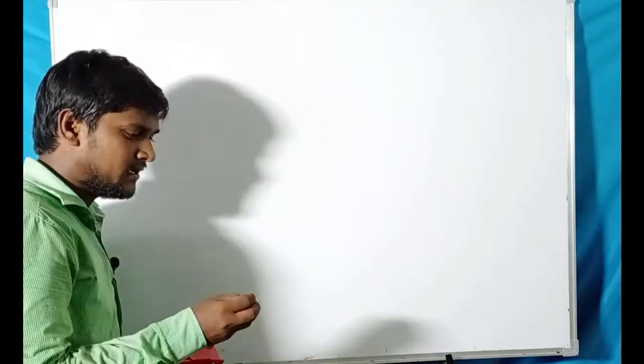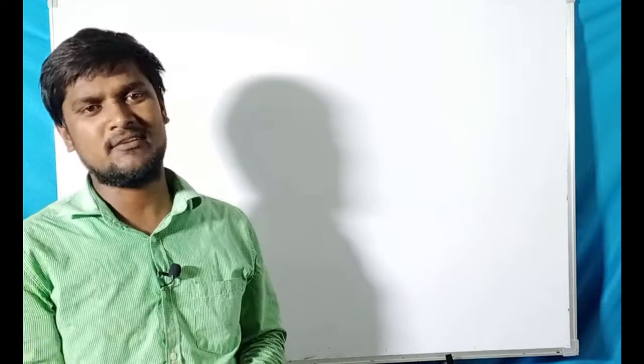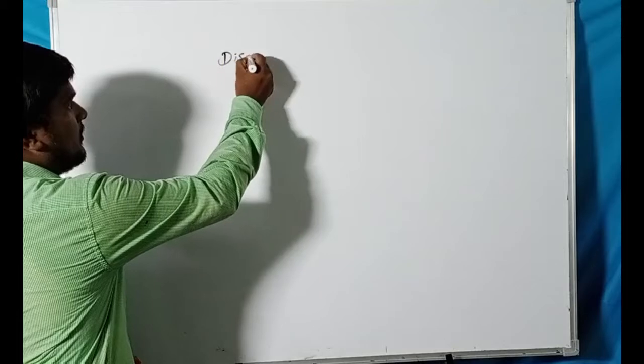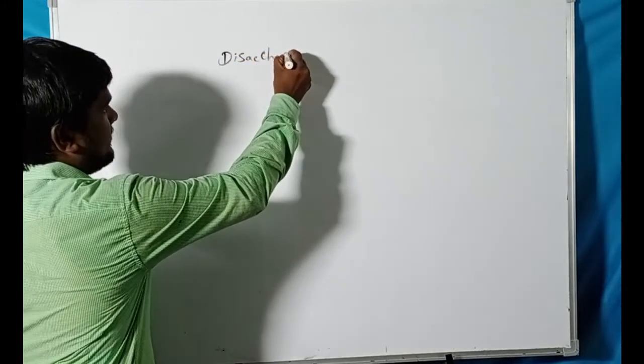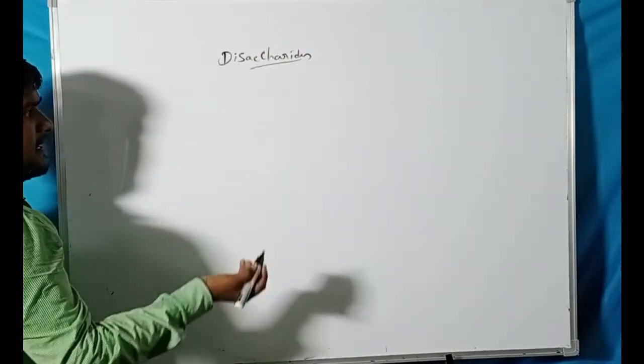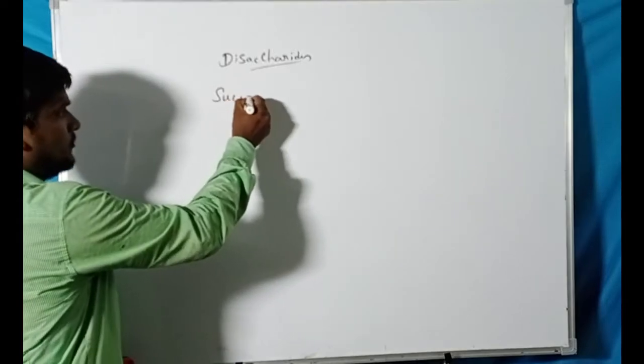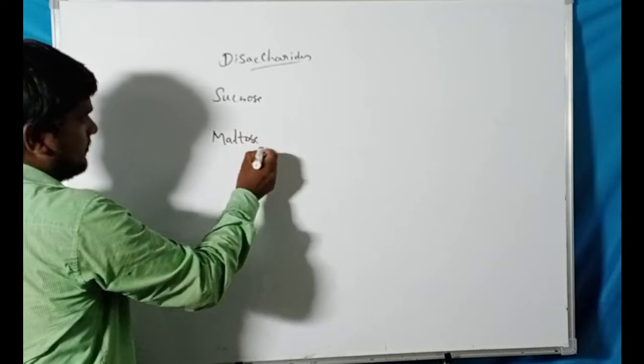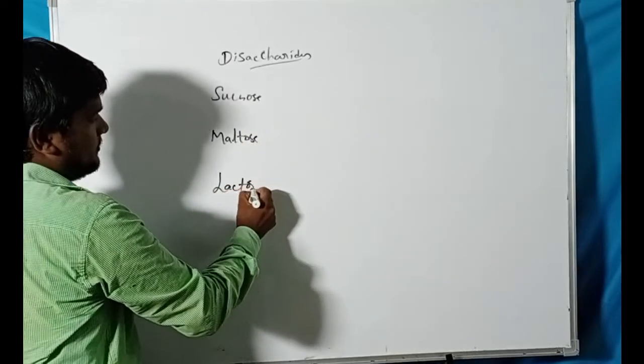Disaccharides means that whenever they undergo a hydrolysis reaction, they give two monomers, either the same type of monomers or different types of monomers. Those types of carbohydrates are called disaccharides. The best examples are sucrose, maltose, and lactose.